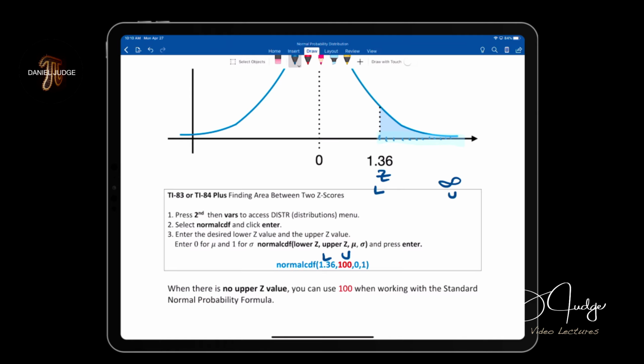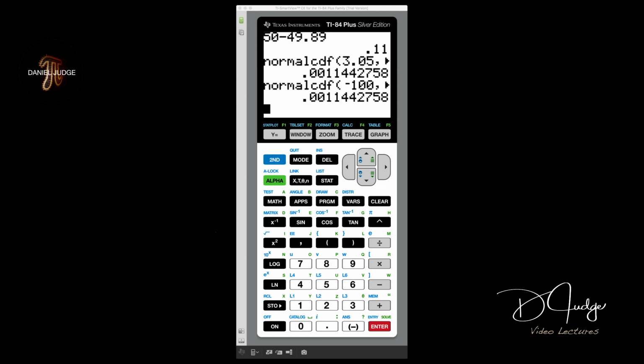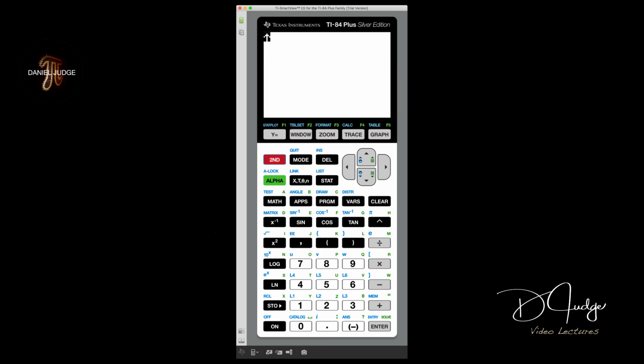Let's try this out. Let's go to the TI. Let's just say, okay, TI, second distribution. Go down to normal. Now, we're going to use 1.36, and you're going to go to a large number. Let's use 1,000 now. We get 0.8969 to the nearest ten thousandths. So I'm going to write that here.